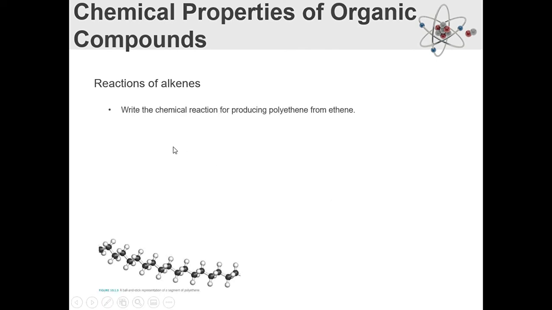So here, write the chemical reaction for producing polyethylene from ethene. I'm going to pause it for a sec. I'm going to stop talking for a sec. You should probably pause it and give this one a go. If you want, feel free to reverse back to the previous slide.